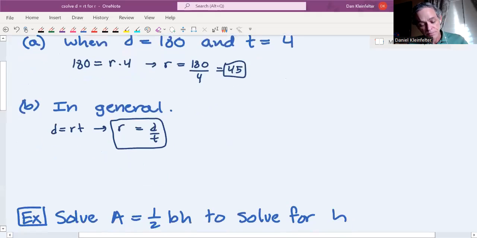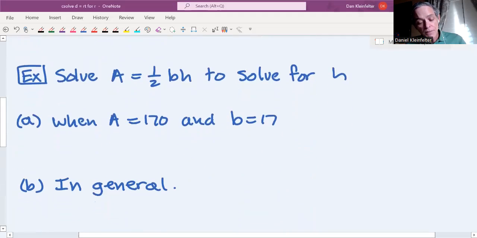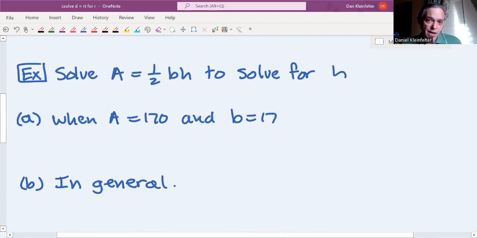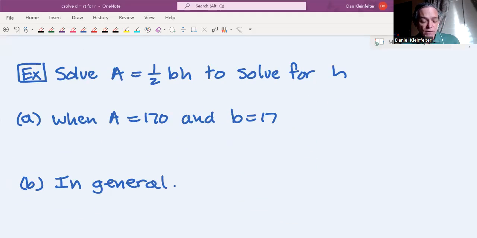This next one has to do with the area of a triangle. The area of a triangle is 1/2 the product of its base and height. We can solve this for h when A is 170 and b is 17.